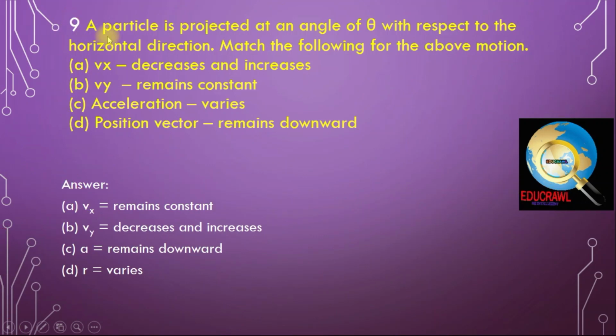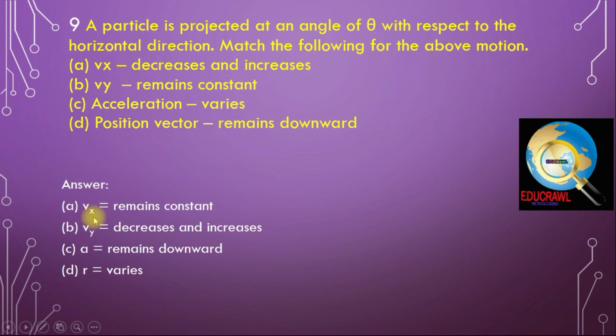See the ninth problem. A particle is projected at an angle theta with respect to the horizontal direction. Match the following for the above motion. They have given four data: Vx, Vy, acceleration, position vector on one side. On the other side: decreases, increases, remains constant, varies and remains downward. We have to just match. This is for an object which is projected and moving in a horizontal direction. So again we move on to the projection. Horizontal projection we have learnt and oblique projection we have learnt. So we have to do this on the basis of that.